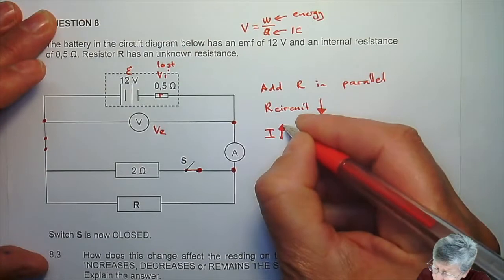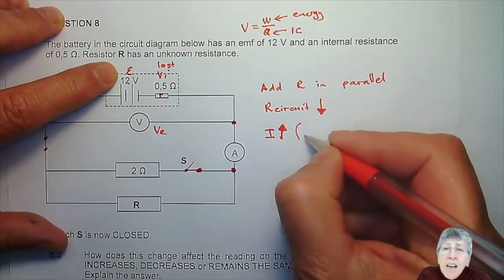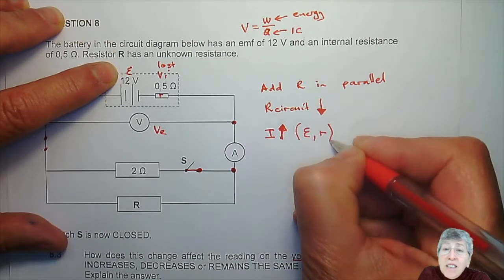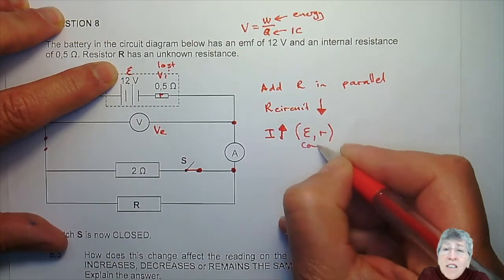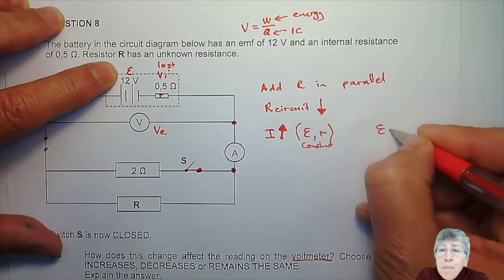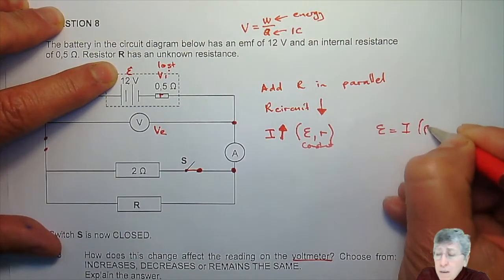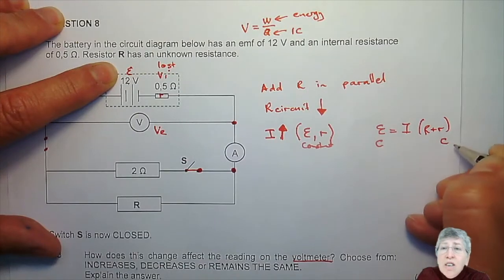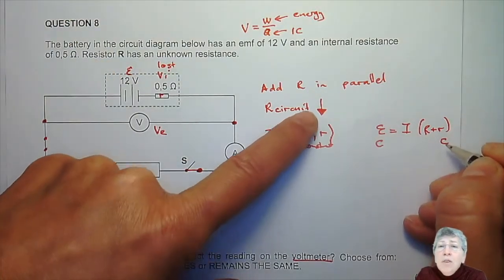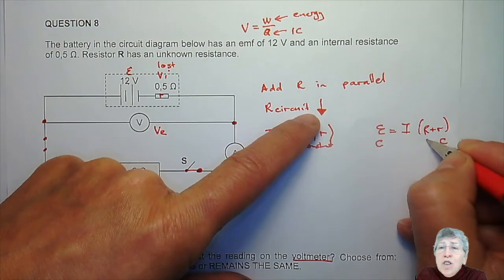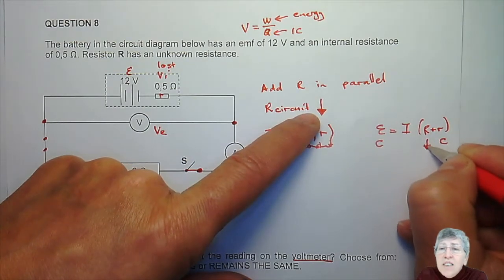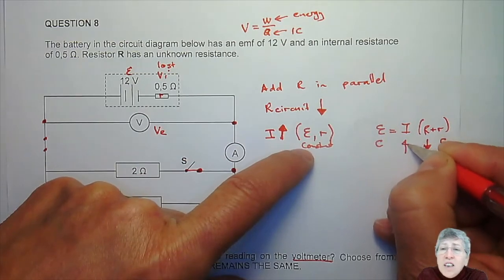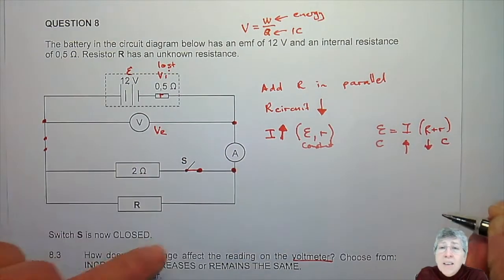So let's start by saying, since I've got the same cell, I've got the same EMF and I've got the same internal resistance. That stayed constant. And if you look at EMF equals I(R plus r), we now know that one is constant and that one is constant. And what happened to our resistance outside the circuit? It has a lower resistance, right? And if the resistance is lower, then obviously the current will be bigger.